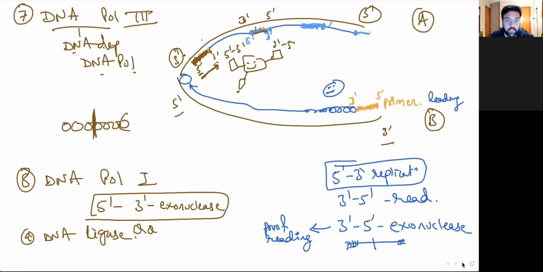You keep on adding the DNA with the help of DNA polymerase 3, which synthesizes from 5' to 3' and proofreads from 3' to 5'. You can remove the RNA primer with the help of DNA polymerase 1, which has exactly similar activity like DNA polymerase 3, and one new activity, which is 5' to 3' exonuclease, and you join the Okazaki fragments with the help of DNA ligase.